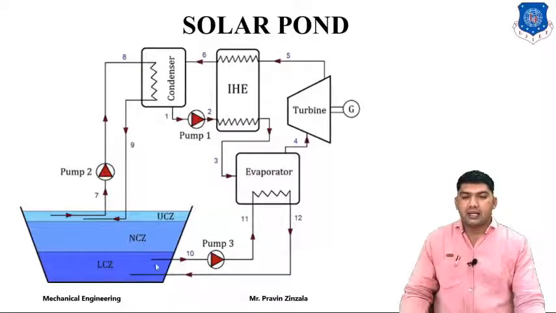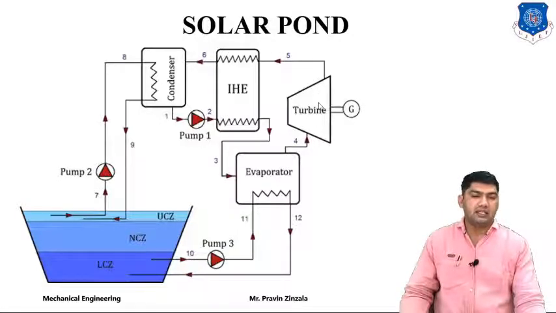Whenever we supply this warm water to the evaporator, we transfer the energy from the bottom zone of the solar pond to the evaporator, and the evaporator evaporates the fluid. In general applications, the evaporator uses a brine solution or a low melting point fluid so that it evaporates easily. So whenever we supply the low melting point fluid to the evaporator, it is easily evaporated by utilizing the heat of the bottom zone of our solar pond, and it expands in the turbine.